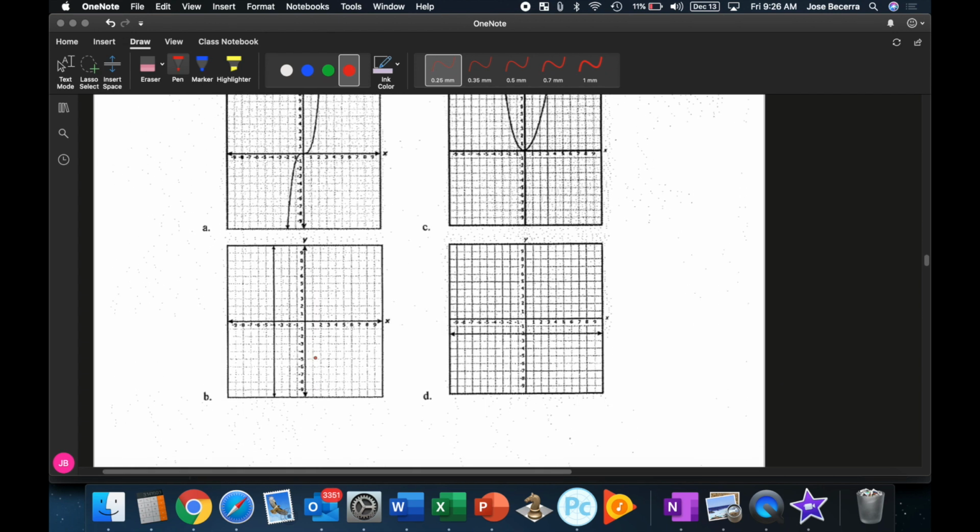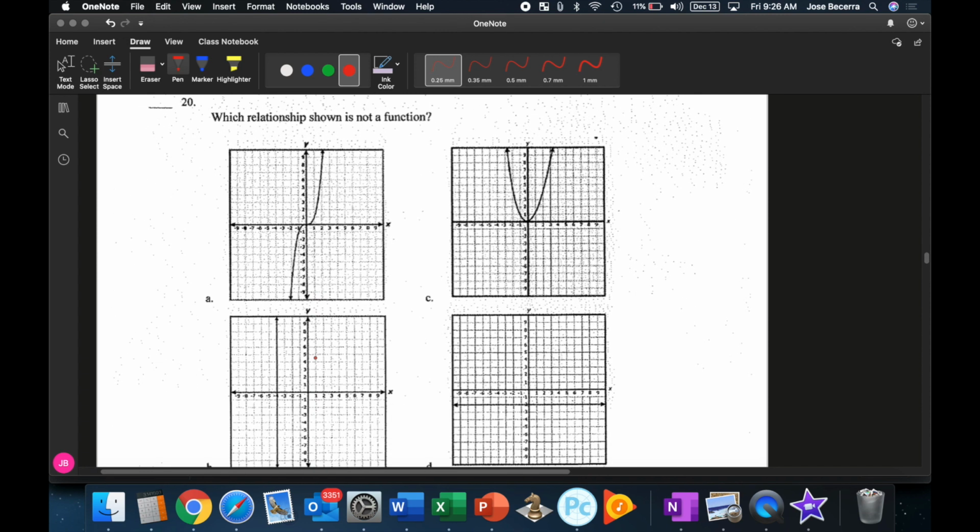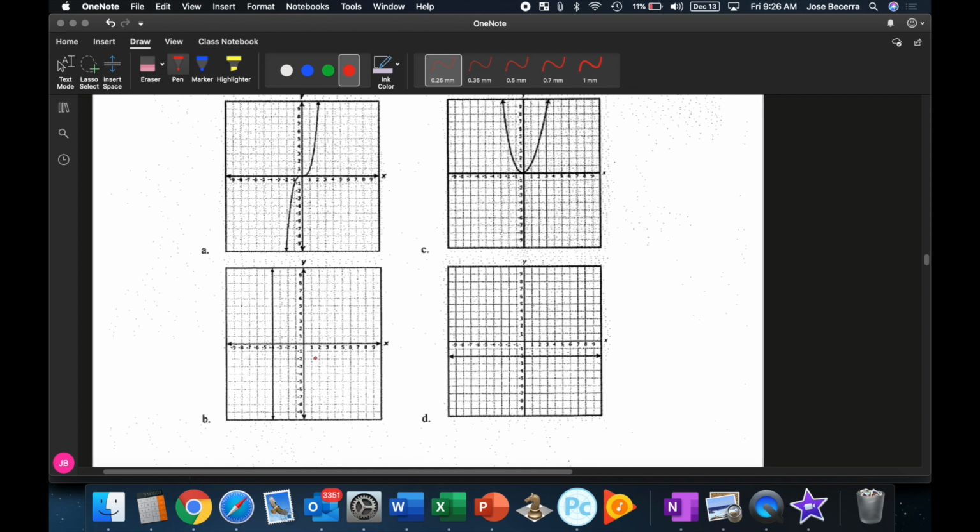Which relationship shown is not a function? Okay. So, Ife, you're saying B. Why? So the vertical line test. The vertical line test says what? That if I draw a vertical line anywhere on my graph, it has to touch at how many points? At most 1 point. If it touches at more than that, then it is not a function.